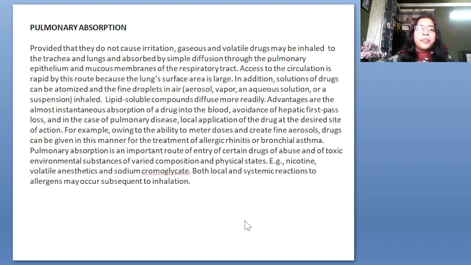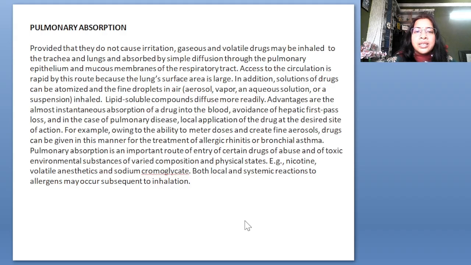Pulmonary absorption. Gaseous and volatile drugs may be inhaled, provided they do not cause irritation, to the trachea and lungs and absorbed by simple diffusion through the pulmonary epithelium and mucous membranes of the respiratory tract.